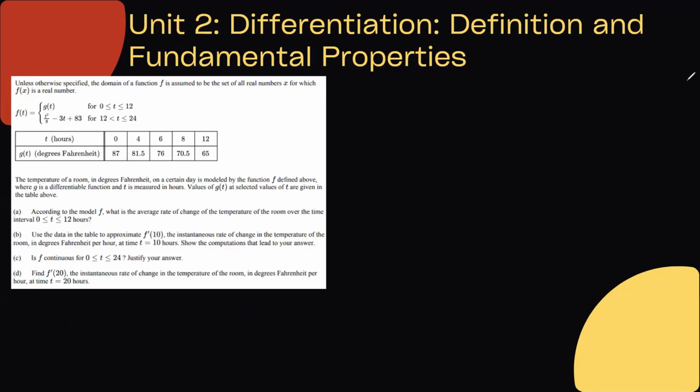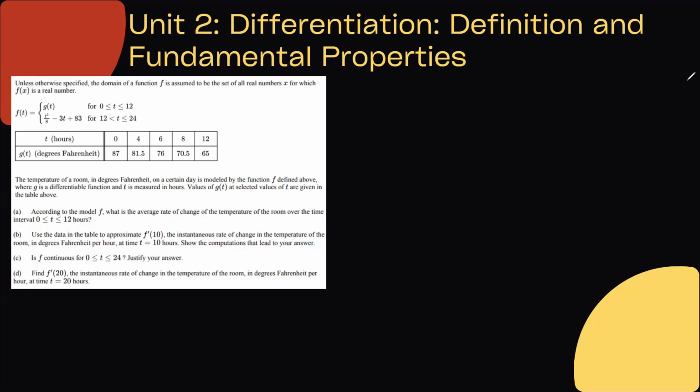Now for this one, the temperature of a room in degrees Fahrenheit on a certain day is modeled by the function f defined above, where g is a differentiable function and t is measured in hours. The values of g of t at selected values of t are given in the table above. According to the model f, what is the average rate of change of the temperature of the room over the time interval 0 to 12?